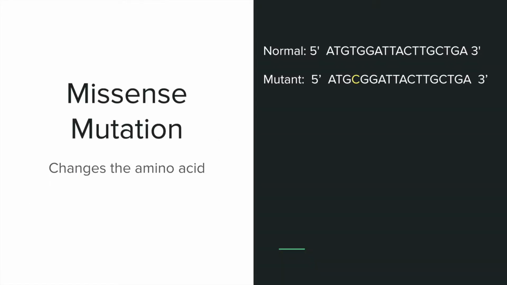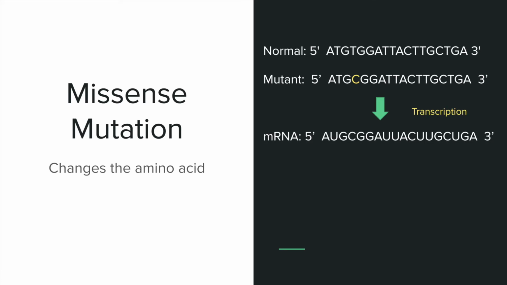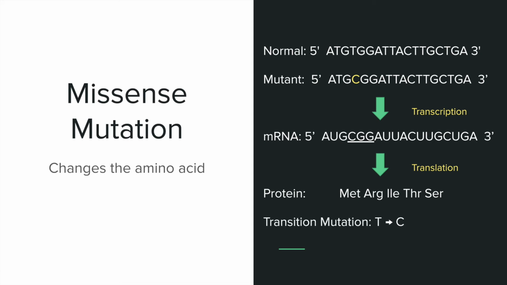A missense mutation changes the amino acid that is coded for. To the right we have a normal and mutant strand of DNA. After transcription, we get a strand of mRNA with the mutation. After translation, we get the strand of amino acids. The missense mutation changed the amino acid tryptophan to arginine. In this specific example, the mutation was a transition mutation.